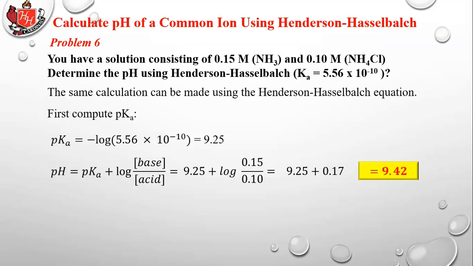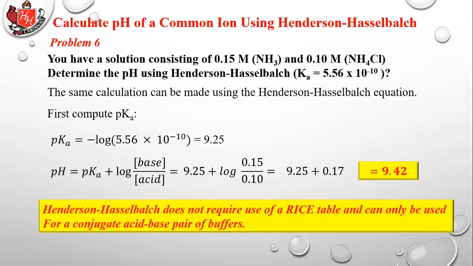All right, so that's how you do these. Real simple. You want to use Henderson Hasselbach if you can, and you can whenever you have concentrations of both acid and base conjugates. So Henderson Hasselbach does not require use of a rice table and can only be used for a conjugate acid-base pair of buffers. Just re-emphasizing that point.